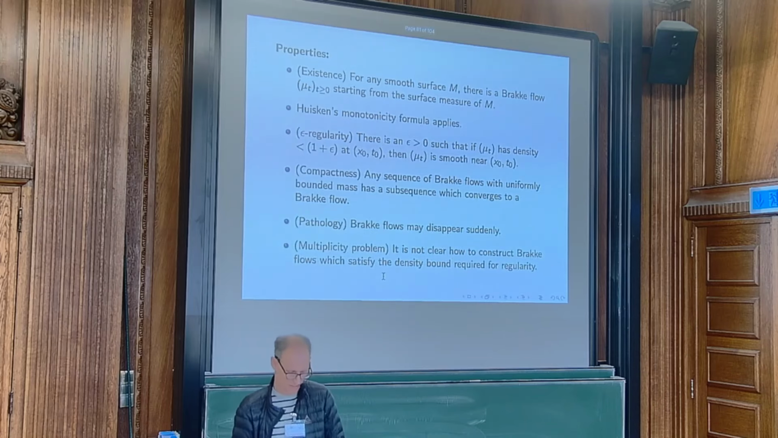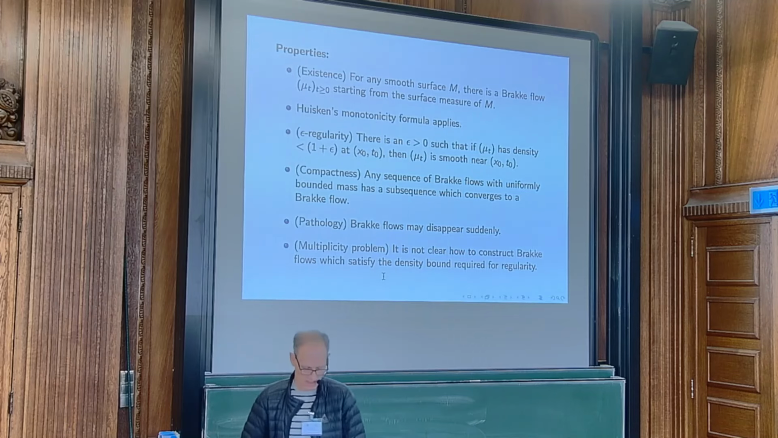Some properties. First of all, you get existence of a Brakke flow for any smooth surface. The calculation for Huisken's monotonicity formula holds, so you get the monotonicity formula. You have an epsilon regularity result. It tells you that if you have a Brakke flow and the density at some point in space-time is close enough to 1, then the flow is smooth, backward in time locally. There's a compactness result. So this is all good news.